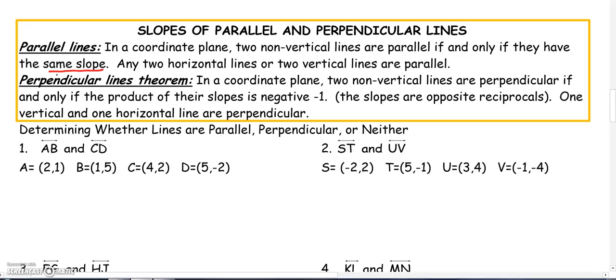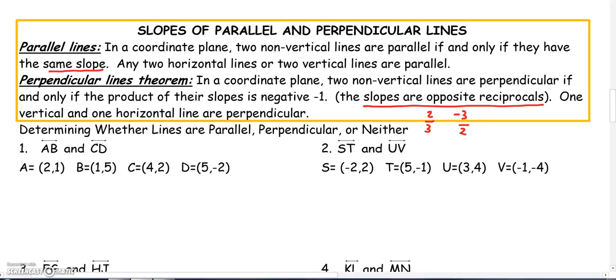Perpendicular lines happen if the product of their slopes is -1, which means the slopes are negative opposite reciprocals. So for example, we could have 2/3 and -3/2. Those are opposite reciprocals because they have different signs and the fractions were flipped.